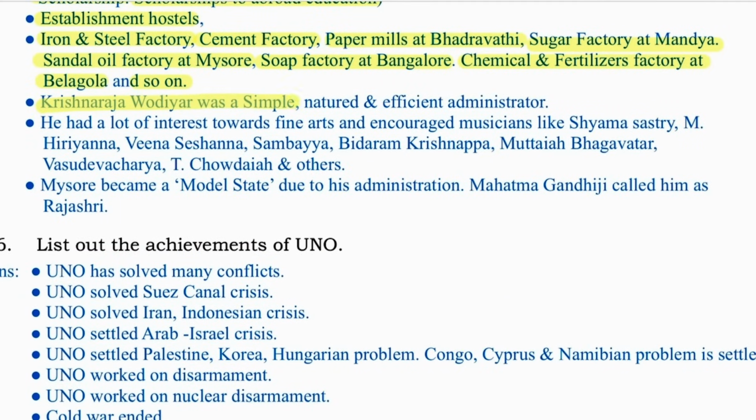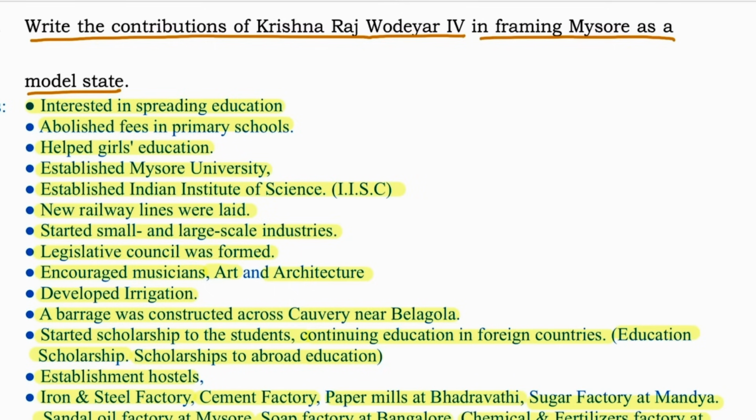Krishnaraja Odeyar was a simple, good-natured and efficient administrator. He had a lot of interest in the fine arts and encouraged musicians like Shyama Shastri. Mysore became a model state due to its administration. Mahatma Gandhiji called him Rajarshi. These are all the contributions of Krishnaraja Odeyar IV.